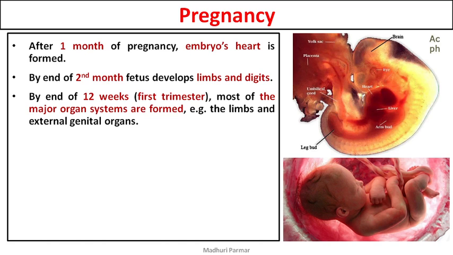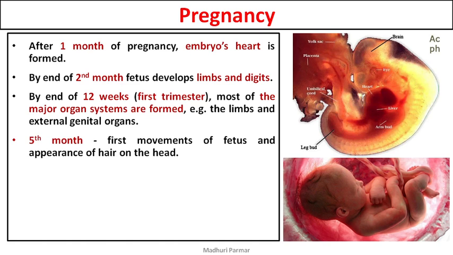So by the end of 12 weeks, most of the major organ systems have been formed. The limbs and the external genitalia are also visible. So everything is almost formed. The basic composition is ready. Now it just has to mature and develop.